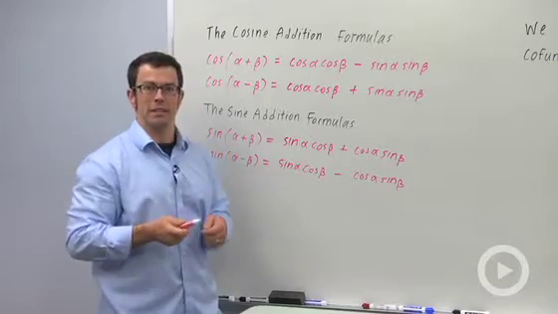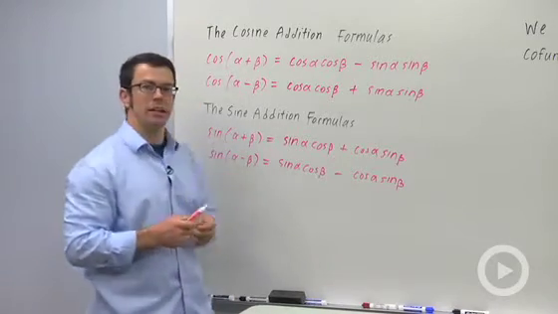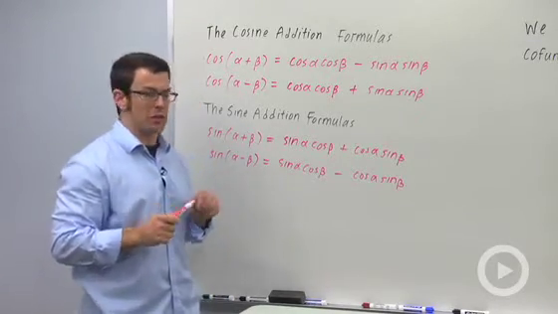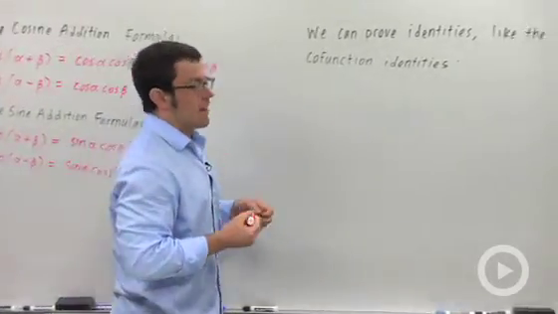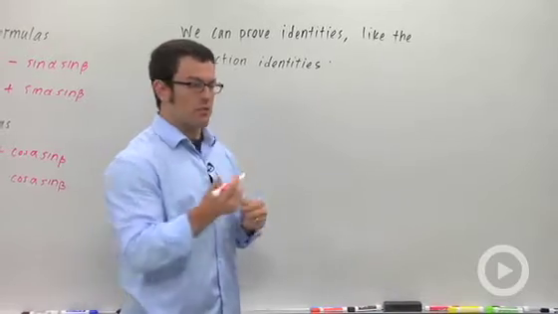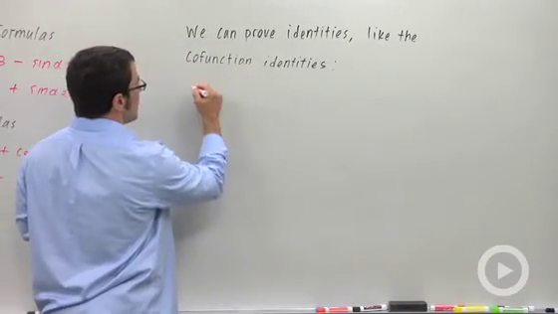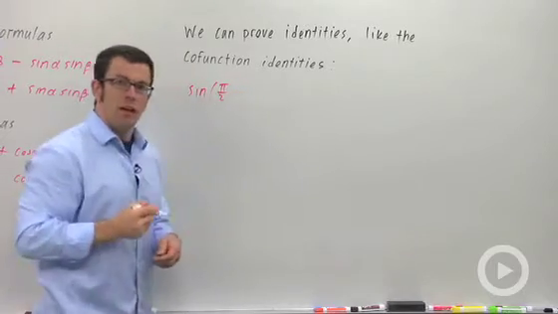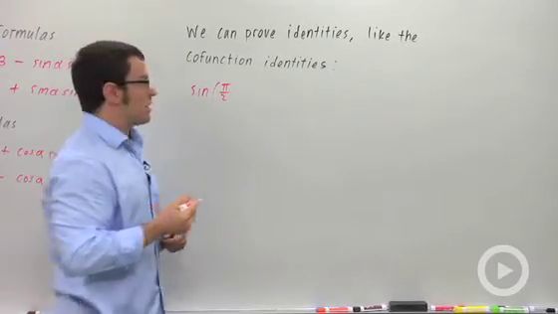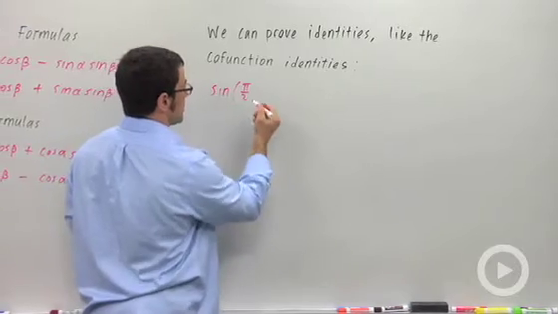And what's really neat about these is in addition to being able to calculate exact values of certain special angles, we can use these to prove identities. And I'm going to start with the cofunction identities for an example. Now, you probably already know these identities, but it's great to help you remember them, to be able to prove them using the sine addition or subtraction formulas.